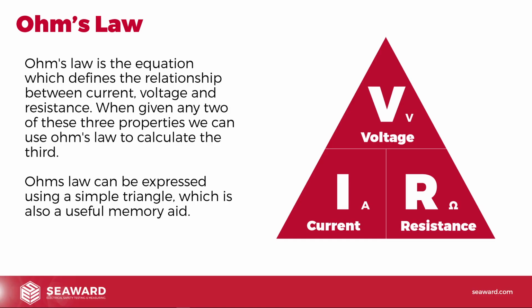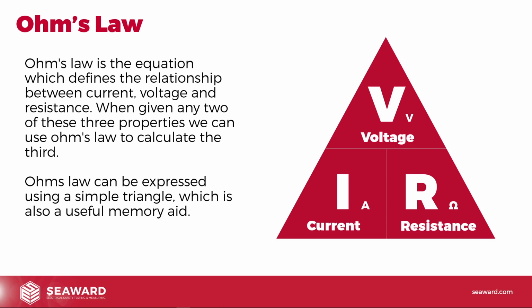So the next bit we're going to look at is Ohm's law. Ohm's law is very useful because it is the equation that defines the relationship between current, voltage and resistance. We looked at these three properties earlier, and this is now the three of them coming together. What's the relationship between these three things? When given any two of these three properties, we can use Ohm's law to calculate the third. For example, if we know the voltage and the current but not the resistance, we can work that out. Ohm's law can be expressed in the form of a triangle.